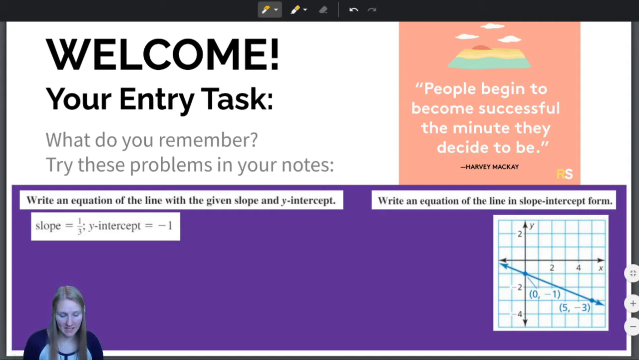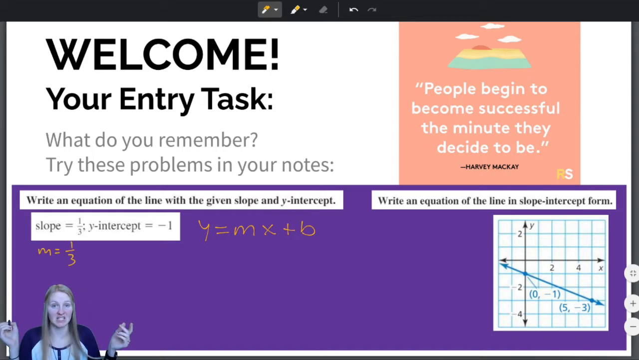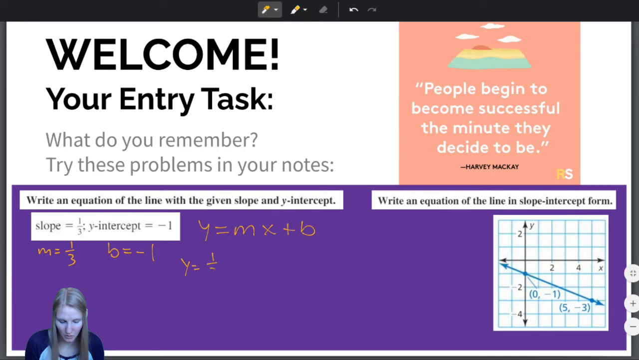Okay, write an equation of the line with the given slope and y-intercept. Well, if we're already given the slope and y-intercept, this isn't too bad. If the slope is 1/3, that means that m is 1/3, and if the y-intercept is -1, it means that b is -1. So I have y equals 1/3 x minus 1. The end.